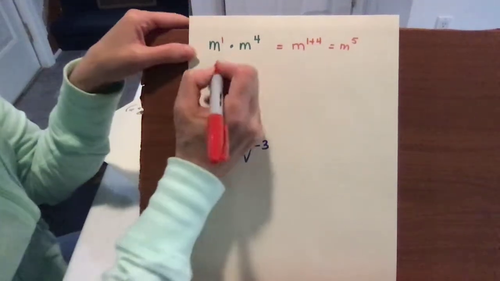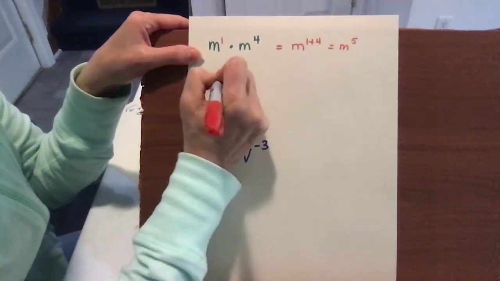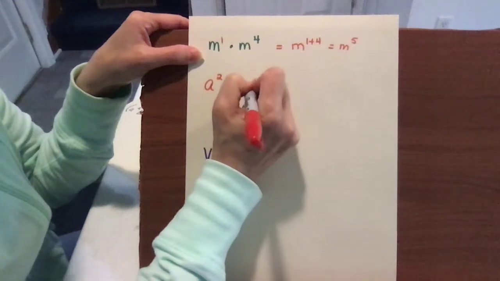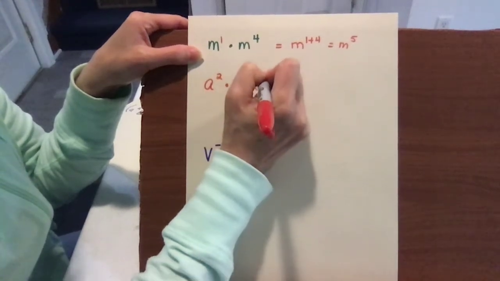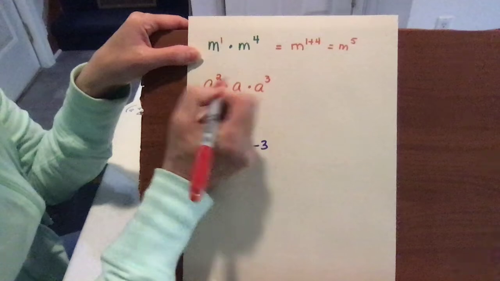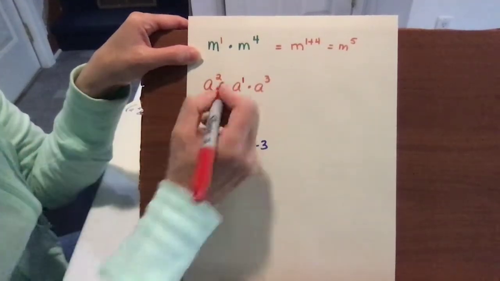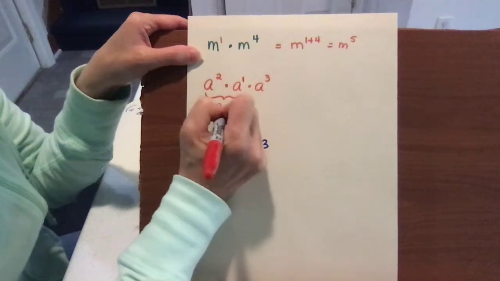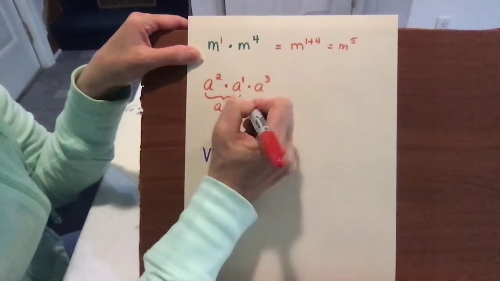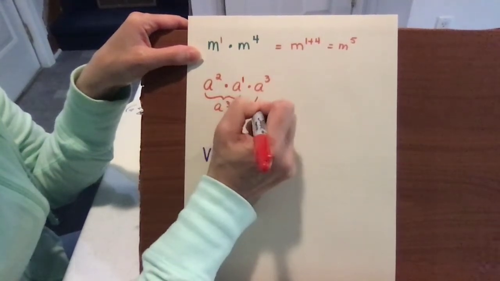Okay, another example we'll make up is, let's say we have a squared times a times a cubed. All right, a squared times a. There's a 1 power here. So this is going to give us a to the third. But we still have to bring this down, times a cubed.